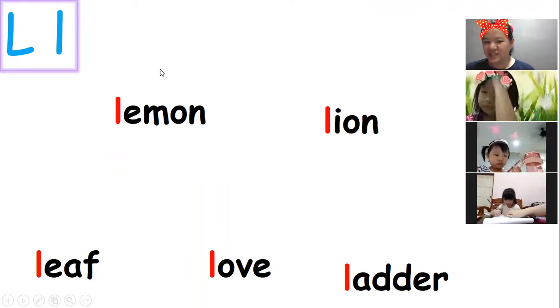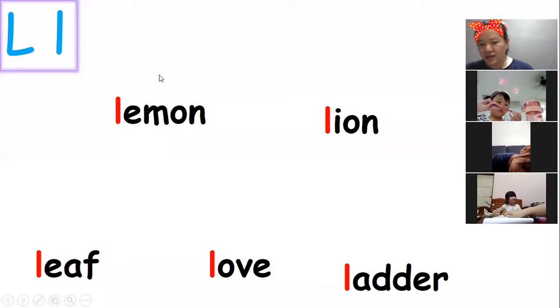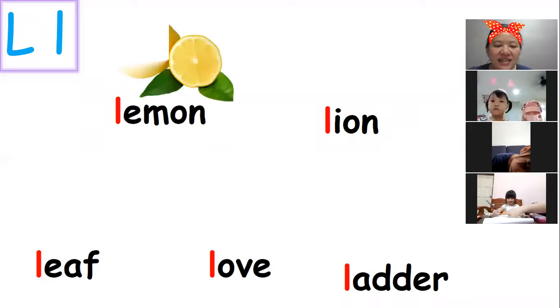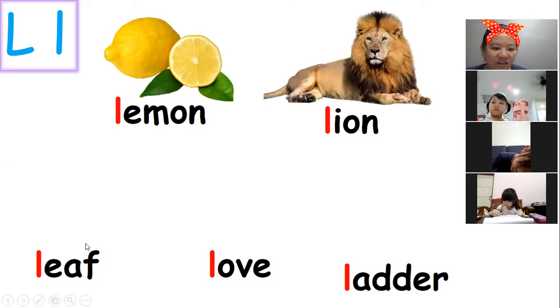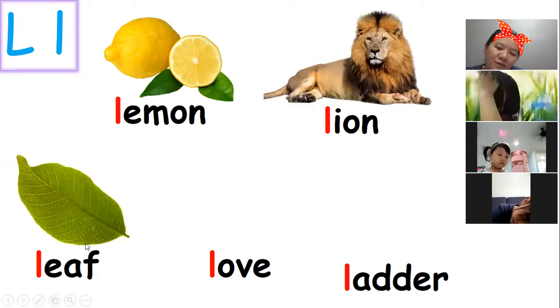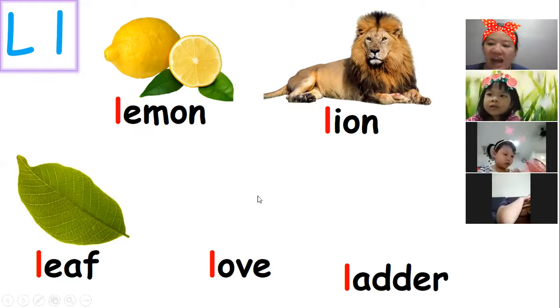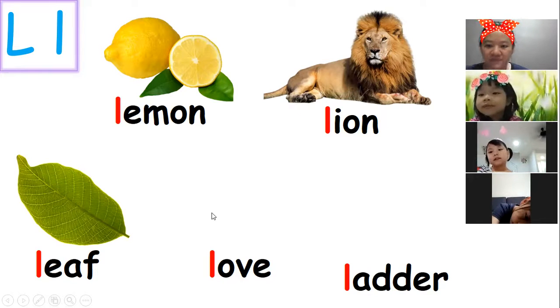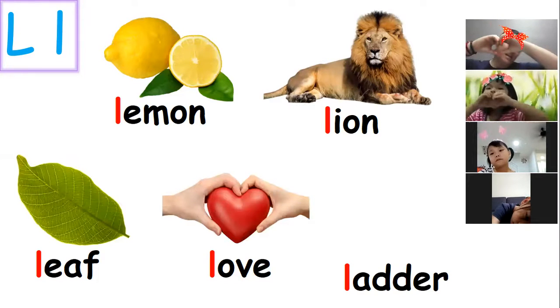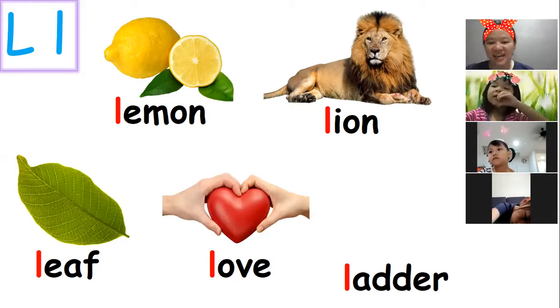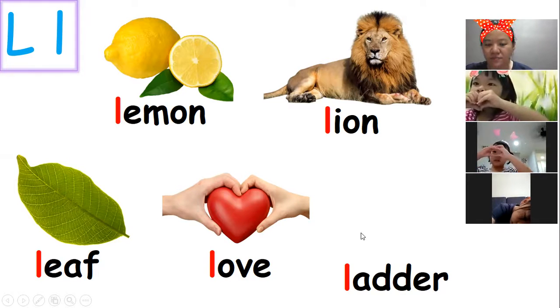You know what this is? Okay. Lemon, very good. This is lemon. And this is lion. Lion. Very good. And you know, this is leaf. Okay. Our leaf. And this is love. Love you. Okay. Love.